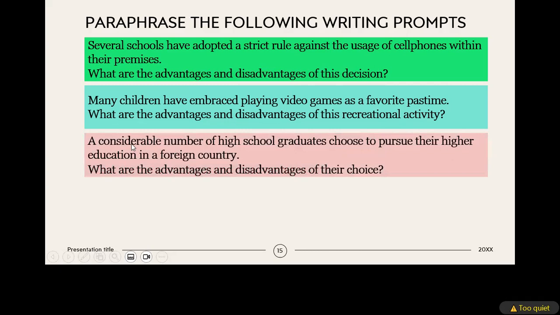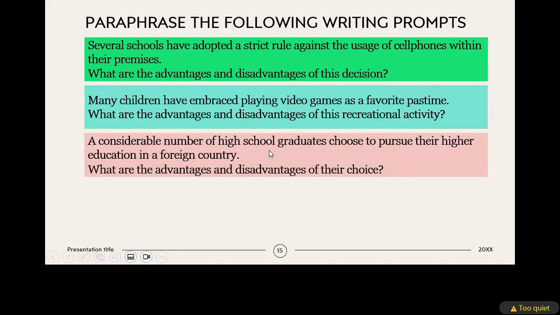Number 3, a considerable number of high school graduates اللي هم اللي يتخرجوا من الصف الثاني عشر. يعني a lot of high school graduates choose to pursue or to continue or to complete their higher studies or higher education in a foreign country في دولة أجنبية. And there are many people here in the UAE.